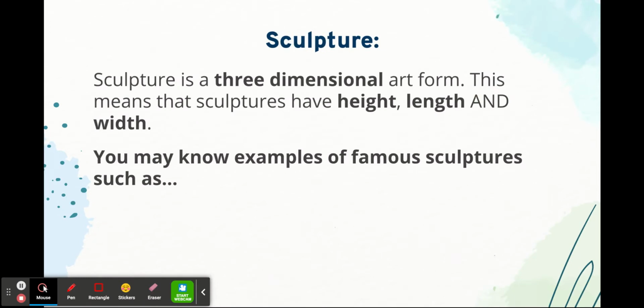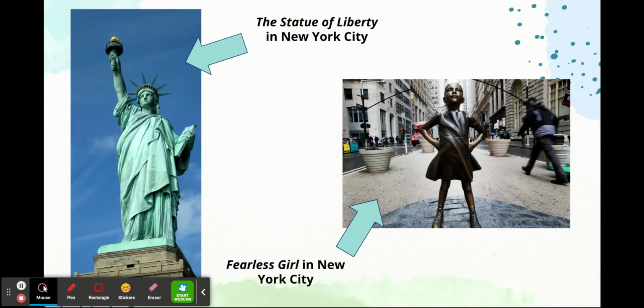Sculpture. Sculpture is a three-dimensional art form. This means that sculptures have height, length, and width. You may know examples of famous sculptures, such as the Statue of Liberty or Fearless Girl, both in New York City. These are both sculptures in which you can walk all the way around them, so they have height, width, and depth.